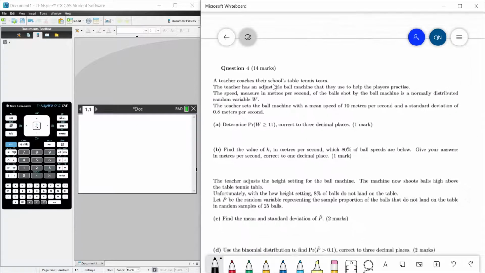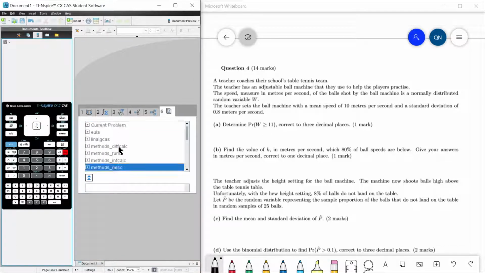A teacher coaches their school table tennis team, adjustable ball machine, the speed measured in meters per second, and this is the normally distributed random variable W. The mean is 10, standard deviation is 0.8. Determine the probability that W is greater than or equal to 11.